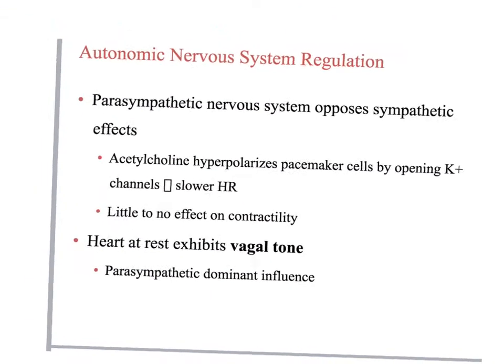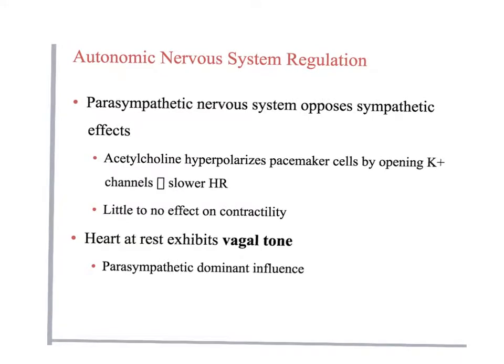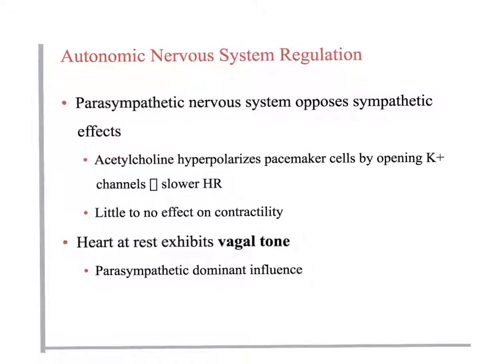The parasympathetic nervous system works opposite, antagonistically to the sympathetic effects. At rest, the heart exhibits what's called a vagal tone. The vagus nerve innervates the heart, sends messages from the cardiac center to keep it at a nice low. So parasympathetic has your dominant influence at rest, to keep it at a nice 65 to 75 beats per minute.